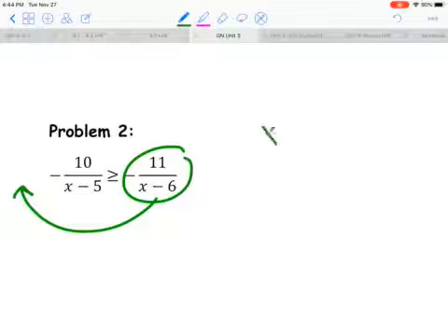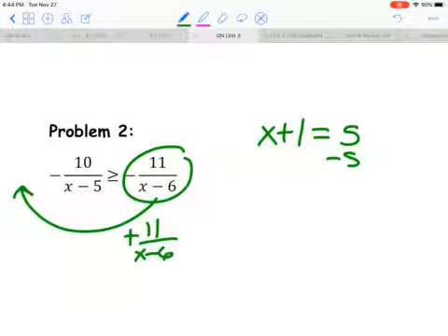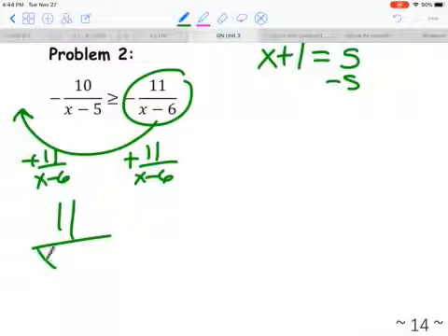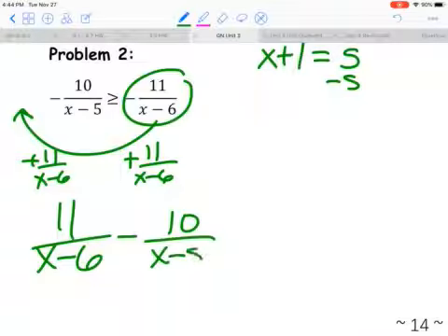Just like with x plus 1 equals 5, when we move it, we subtract. We do the opposite. So here, the opposite would be to add it. So it's just going to go right in the front over here. So we get 11 over x minus 6, take away 10 over x minus 5. And then the right side's now a 0.